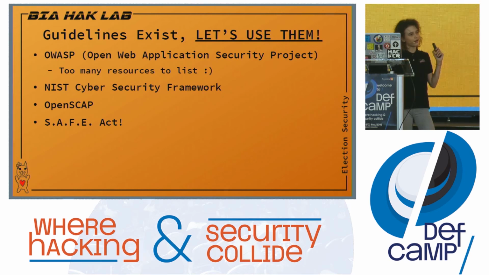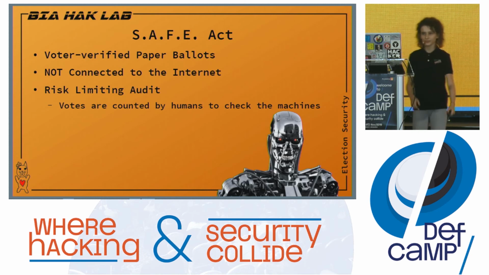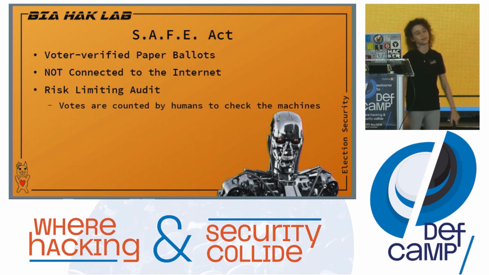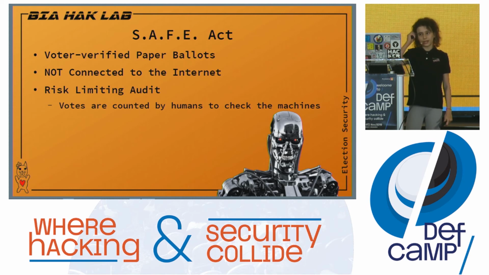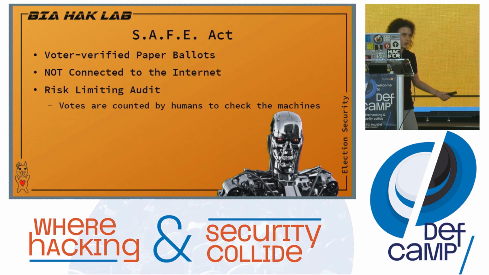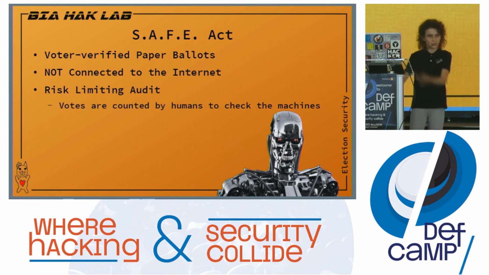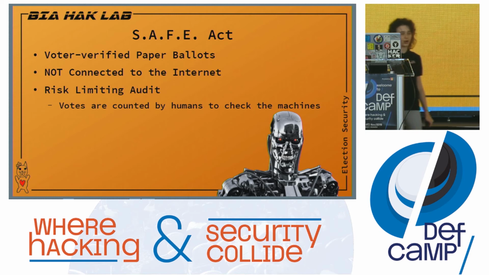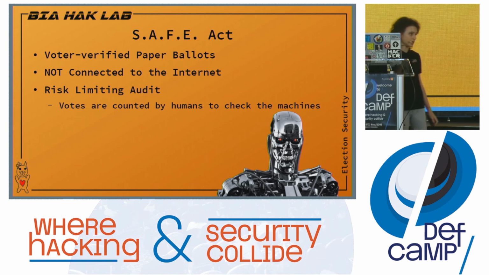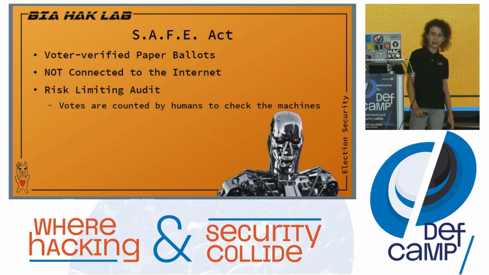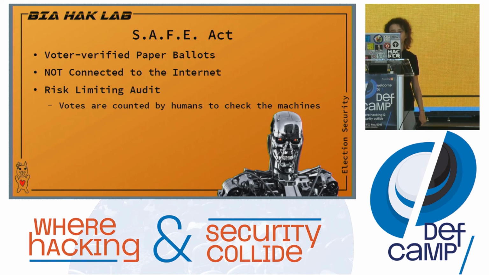So here's more on the SAFE Act. The SAFE Act requires many important things, including voter-verified paper ballots. These are important because the voter actually verifies their vote. And then there is an analog paper trail, so you can check with a physical piece of paper. There are risk-limiting audits. That's where votes are counted by humans to make sure the machines are accurate. And using risk-limiting audits and voter-verified paper ballots are the best defense against election tampering.